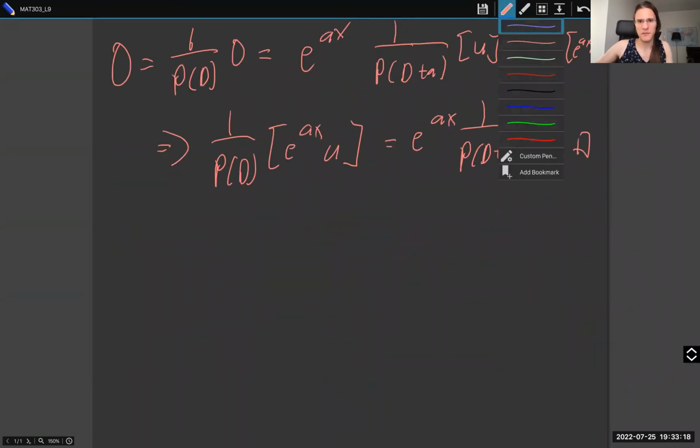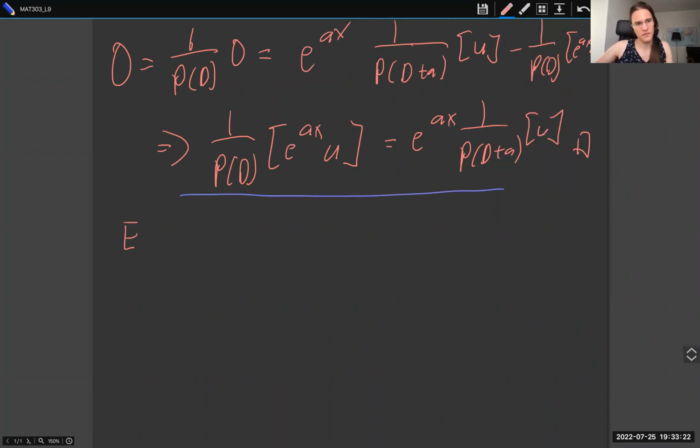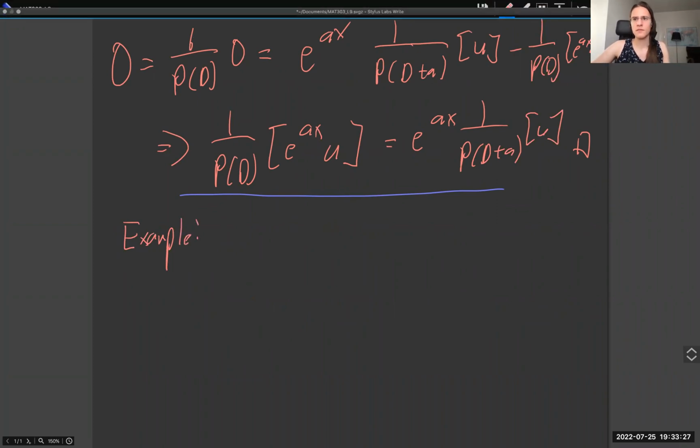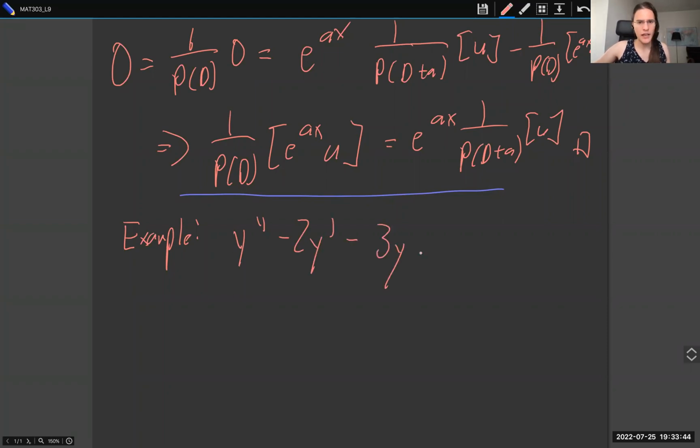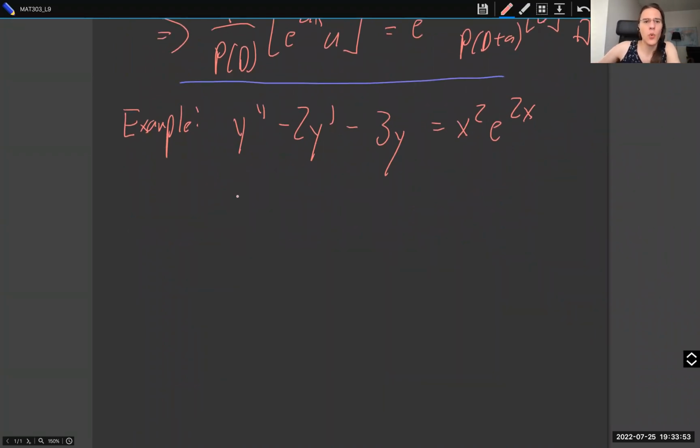So let's do an example. Let's do something like y prime prime minus 2y prime minus 3y is equal to x squared e to the 2x. So what happens is we look at 1 over D squared minus 2D minus 3, which actually is something that factors. That's what we saw last time, incidentally. I did not factor it in the solution to this equation, but that makes the calculation a bit easier.